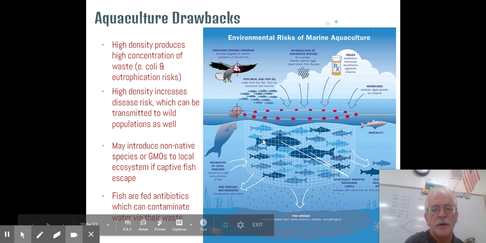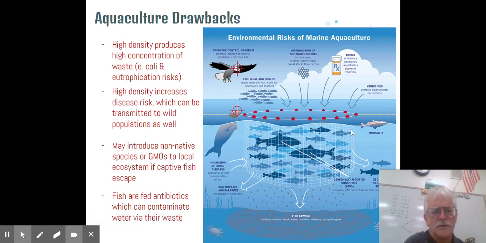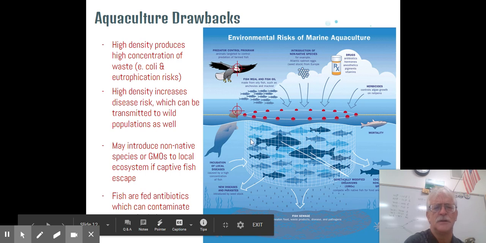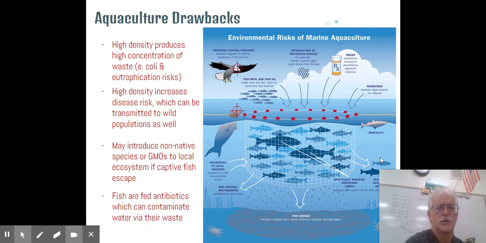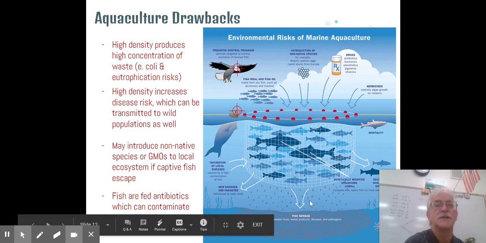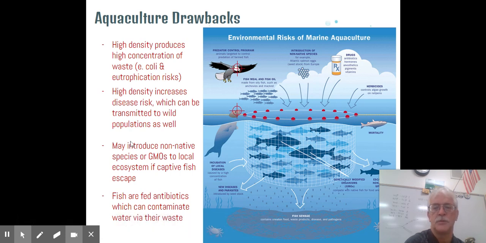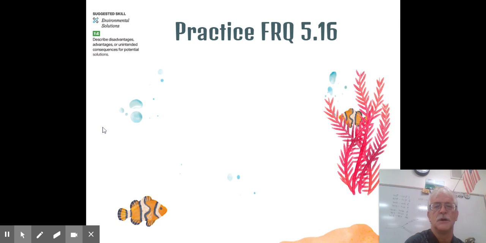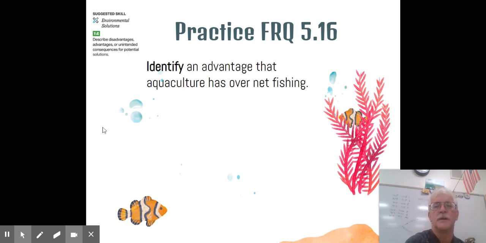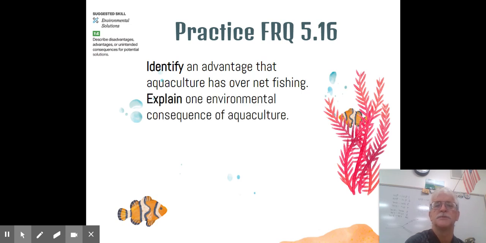Those antibiotics, well, hold on. Do you mean these nets are not solid? So those antibiotics can go out to the other fish or go out through the waste? Yes, that can cause major problems with the surrounding fish. Now the practice FRQ for this: identify one advantage of aquaculture over net fishing. Explain one environmental consequence of aquaculture.